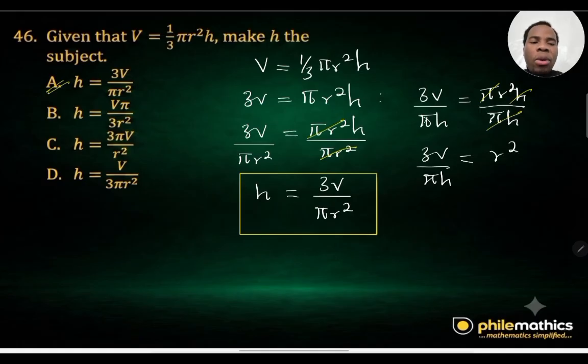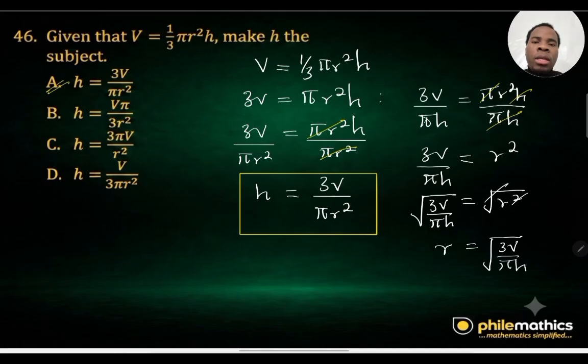But we need r as a subject, not r square. So what we do here is we take the square root of both sides, and if we do that, square root of 3v over pi h is square root of r square. Square root, we go with square. At the end of the day, we have our r to be square root of 3v over pi h. The same thing, we can also make even pi the subject.